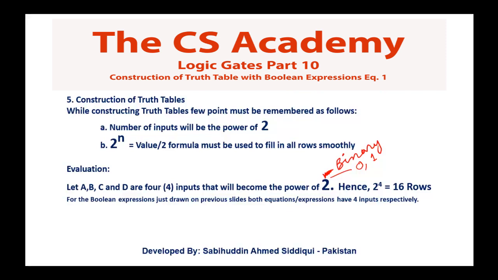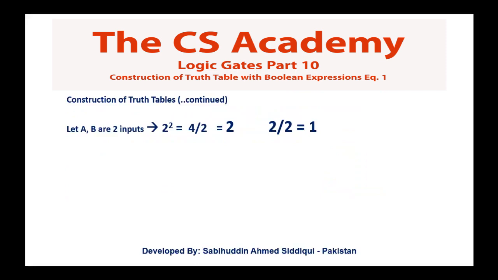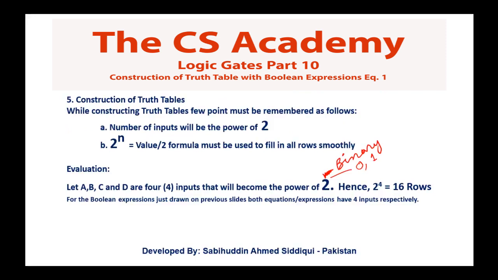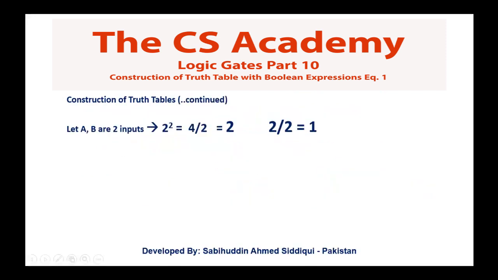Now see the construction of the truth table. Let's suppose I'm going to evaluate this, and I want to show you how you would evaluate it by using the formula I have given previously. You can see the formula here. 2 raised to the power n will give you the number of rows. That means this is 16, and you will be dividing by 2. Now see the evaluation on the next slide.